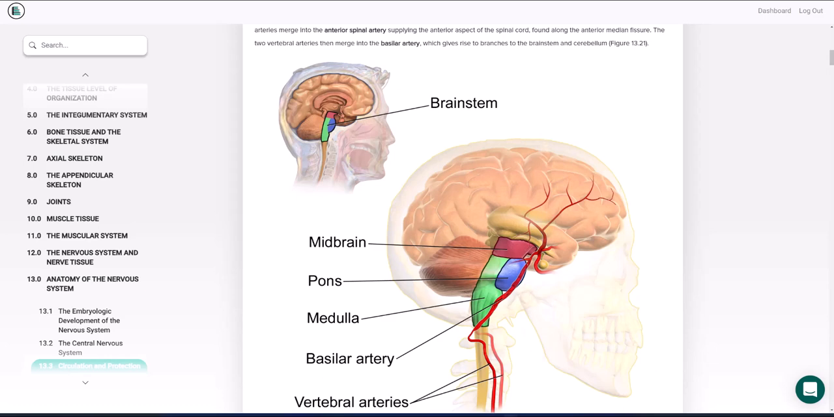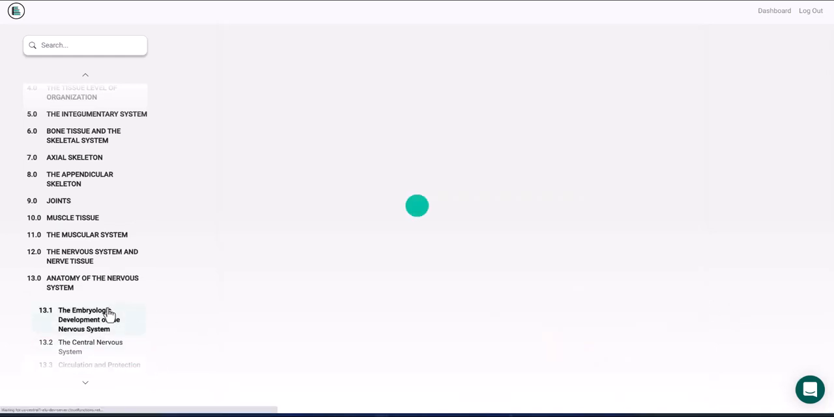Welcome everyone to this second presentation covering chapter 13 of the Blossom, Anatomy of the Nervous System. In the previous discussion, we looked at a little bit of embryology, but mostly the structures of the brain and spinal cord. In this presentation, we'll be focusing on 13.3 and 13.4.